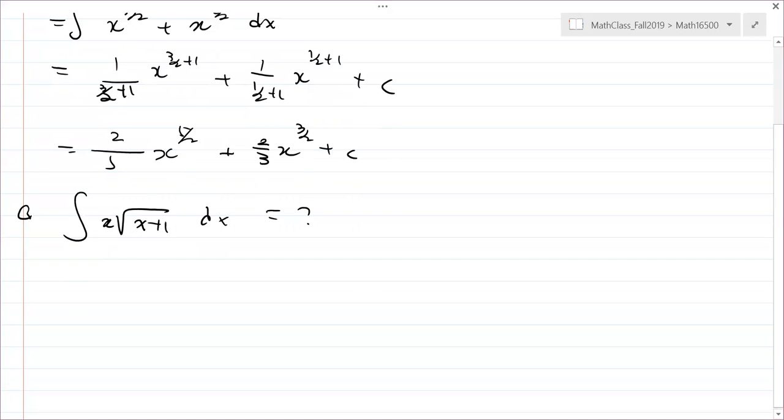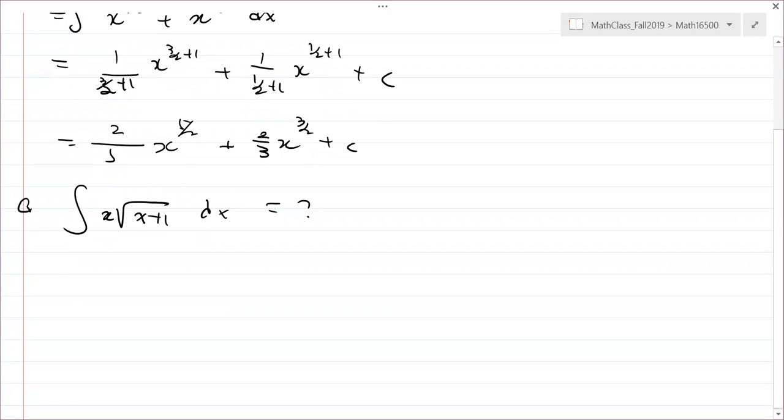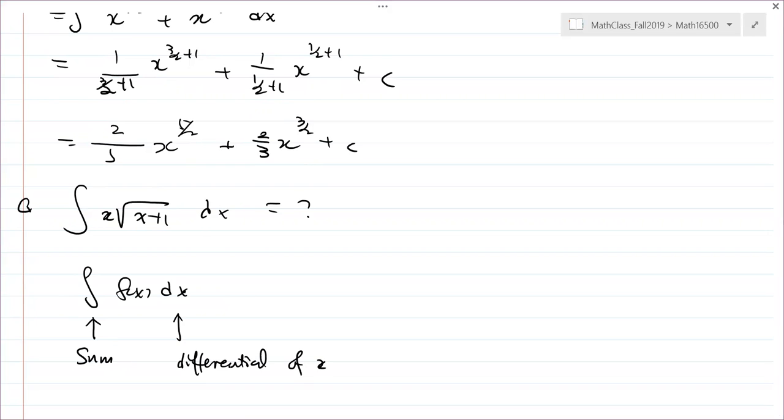Now, about the integral symbol, we notice that it consists of three symbols. This is like a capital S, stretched. It actually comes from the sum. This dx is going to be the differential of x, and this is a function here. So why do we have to put this here, especially the dx? It has a meaning here.